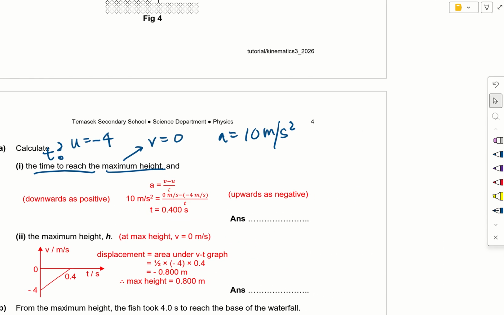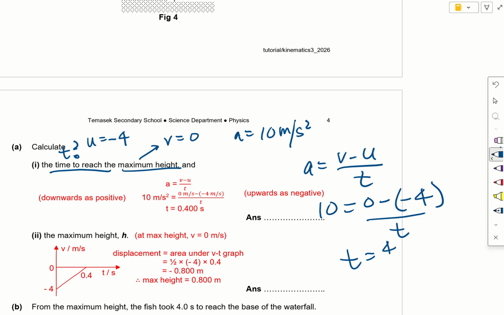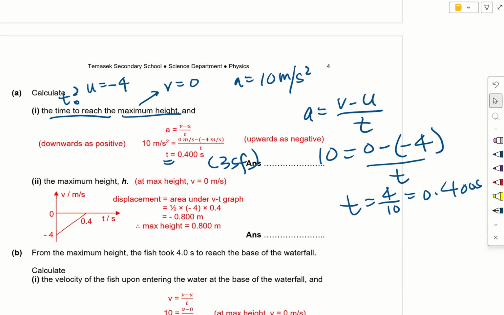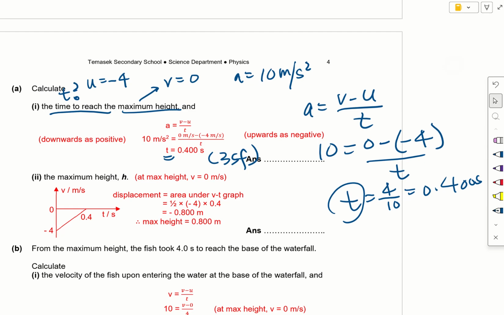So sub into the formula. Let me just work it out. a equals to v minus u over t. a is 10. v is 0. u is minus 4. So it's 0 minus minus 4 over time. So time will then be 4 over 10 equals to 0.400 seconds in 3SF. Take note, the time cannot be negative. Velocity up or down can be positive or negative, but time will never be negative. So if you are getting a negative time, that means somewhere your sign you have to change it.